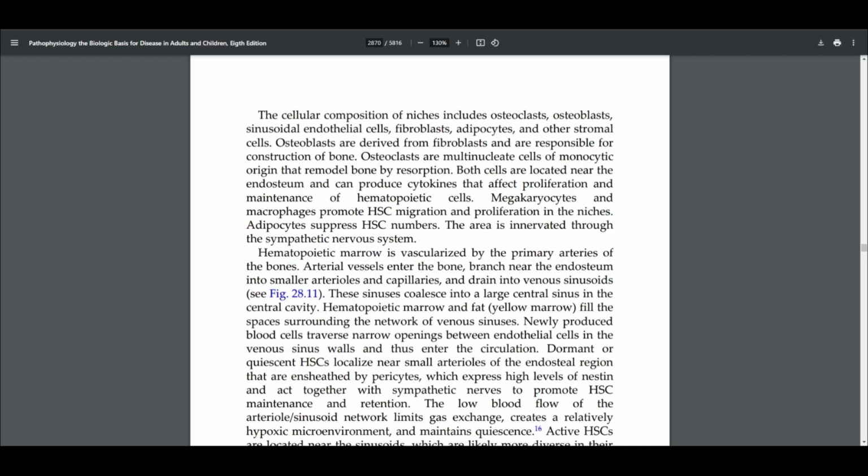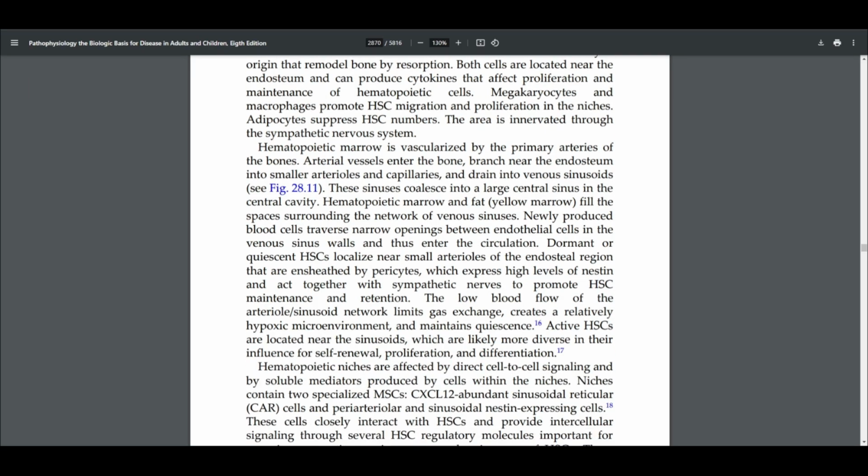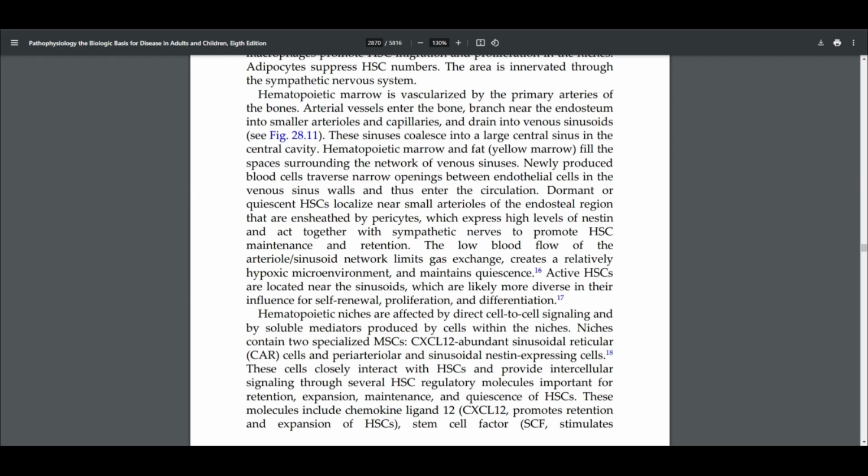Megakaryocytes and macrophages promote HSC migration and proliferation in the niches. Adipocytes suppress HSC numbers. The area is innervated through the sympathetic nervous system. Hematopoietic marrow is vascularized by the primary arteries of the bone. Arterial vessels enter the bone, branch near the endosteum into smaller arterioles and capillaries, and drain into venous sinusoids.